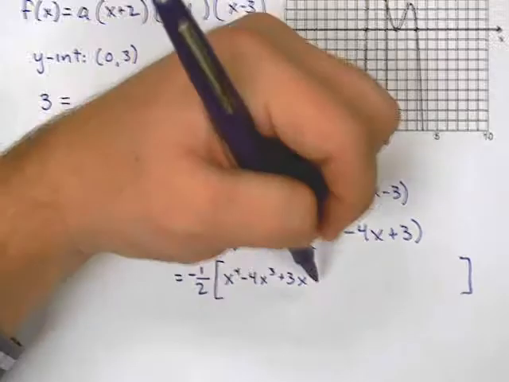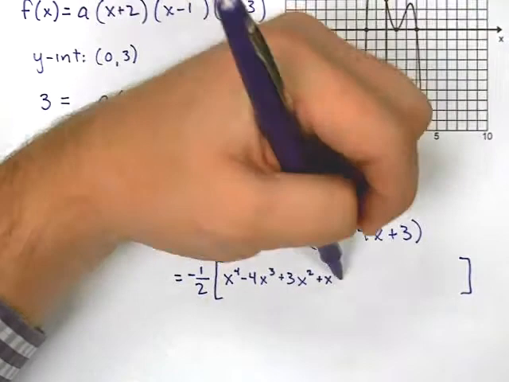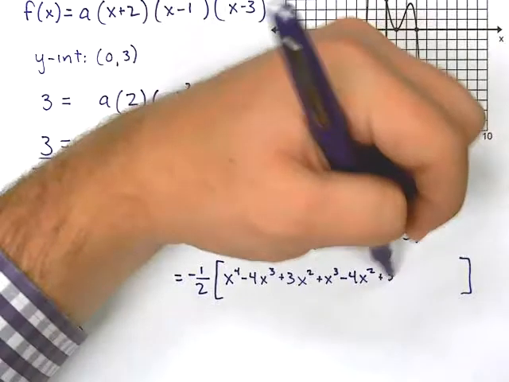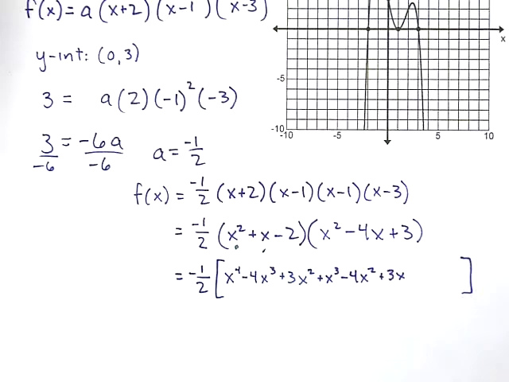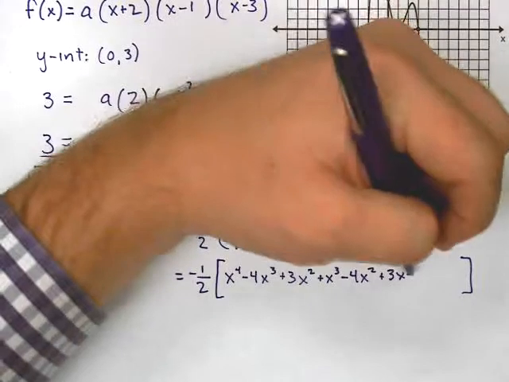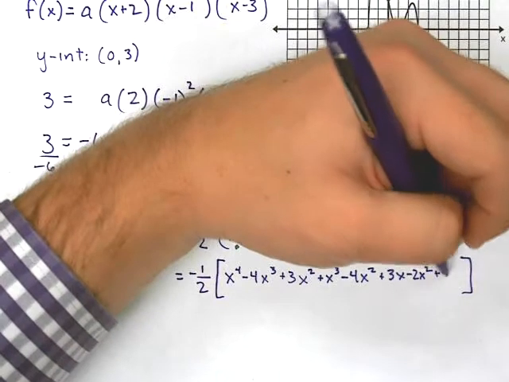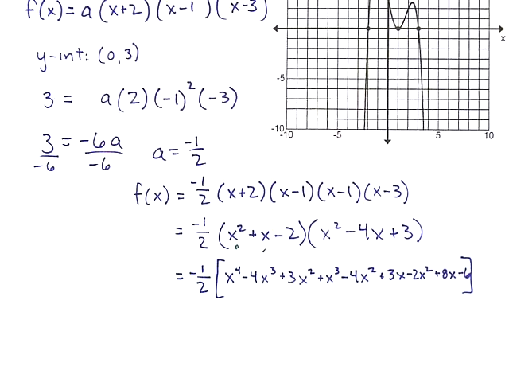x times x squared, positive x cubed, negative 4x squared, positive 3x. So I'm running out of room. I'm done with this one now, though. Let's see if I can do it. Negative 2x squared, positive 8x, and lastly, negative 6. I just barely made it.